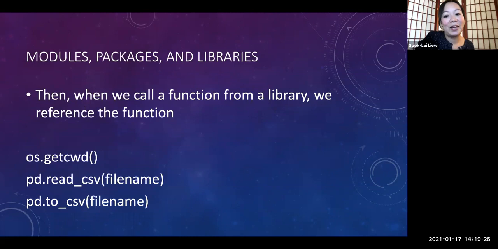Okay, and then when we call a function from a library, we have to reference both the library and the function. So like I said before, this is the library, like OS, and get CWD, which means get current working directory, is the function with the parentheses. And functions always have parentheses after them. That's how you know that they are a function.